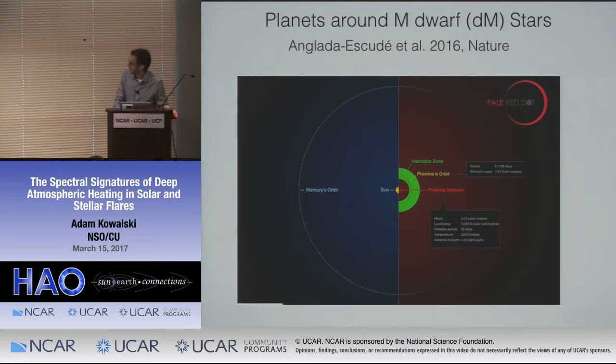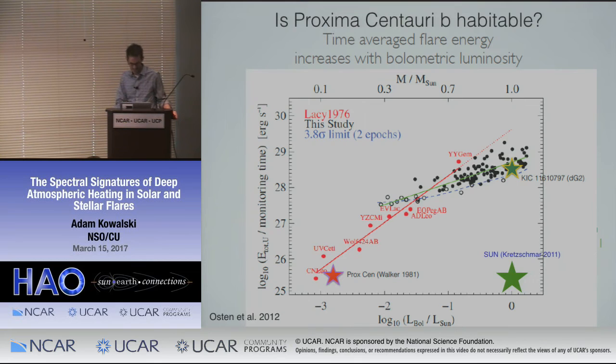So here's a schematic. Proxima Centauri in the center, the green is the habitable zone on the right, and then the Sun on the left and Mercury's orbit. So the habitable zone is getting a really good view of these flares. They have great spatial resolution.